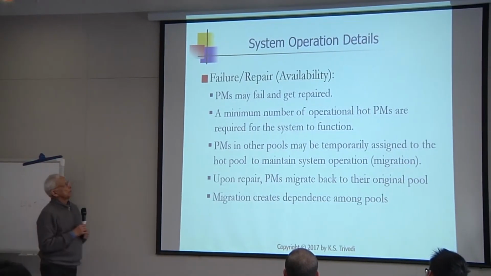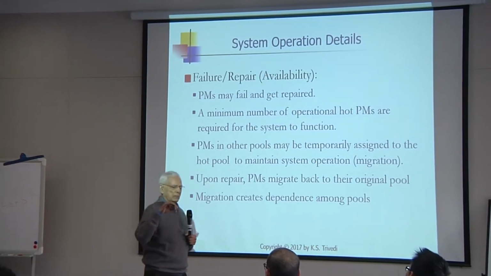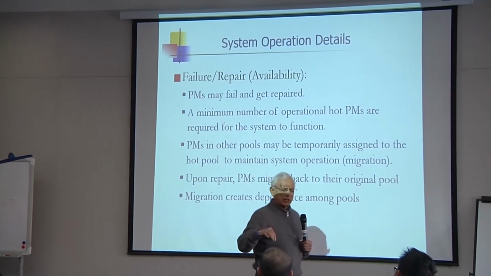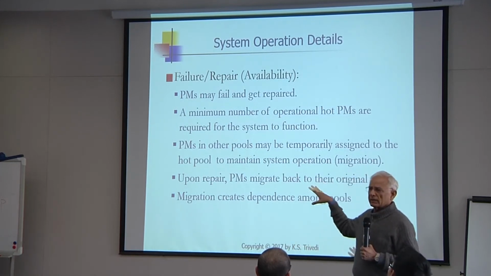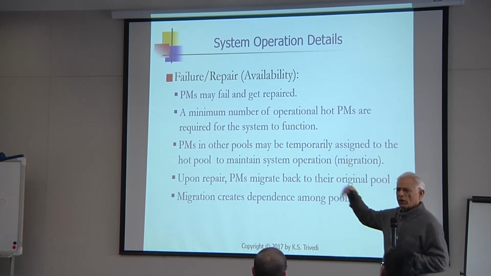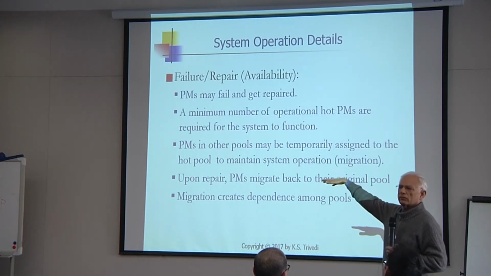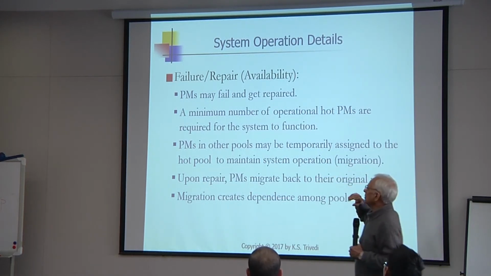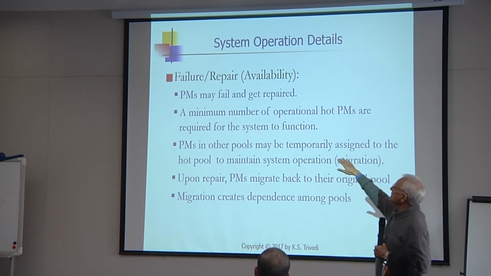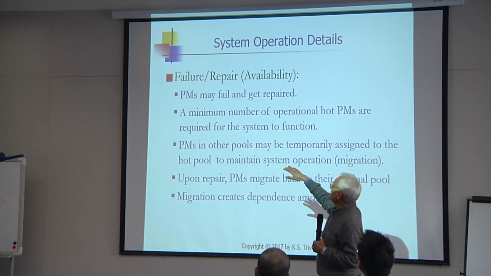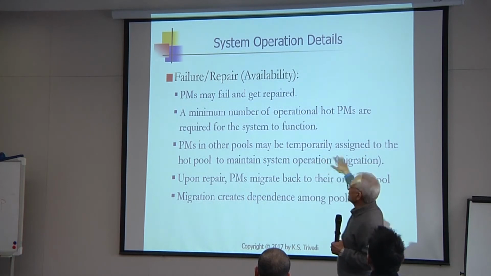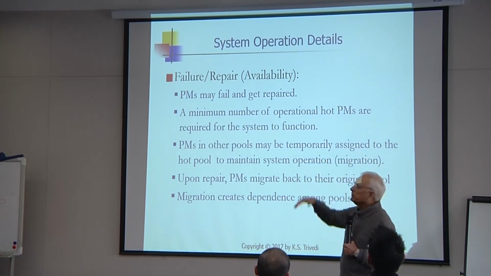I'm only describing the availability model. There is a similar performance model, and then there is an optimization of this also done. And a lot of other people are following this line of modeling for the cloud. So physical machines may fail and get repaired, and a minimum number of operational hot physical machines is necessary for the system to be called up.